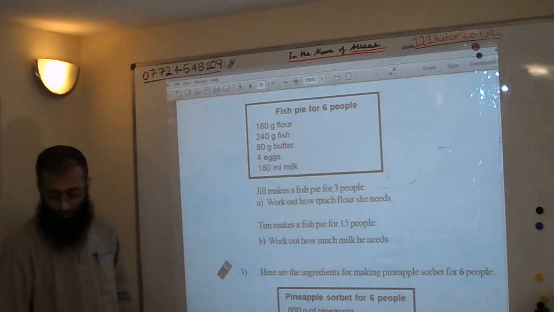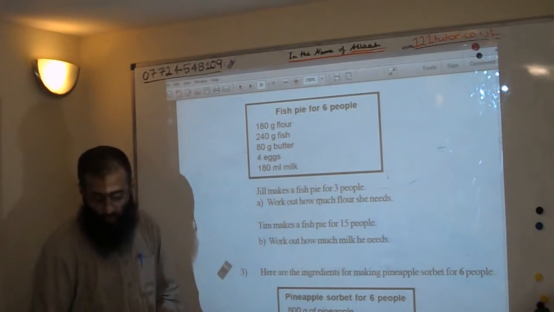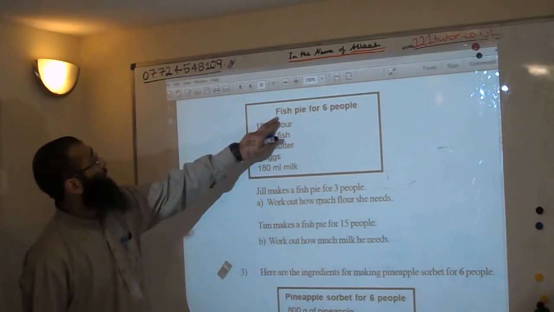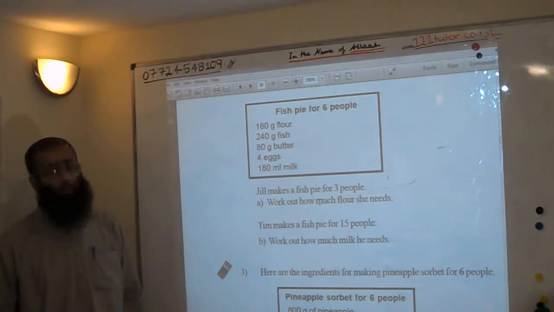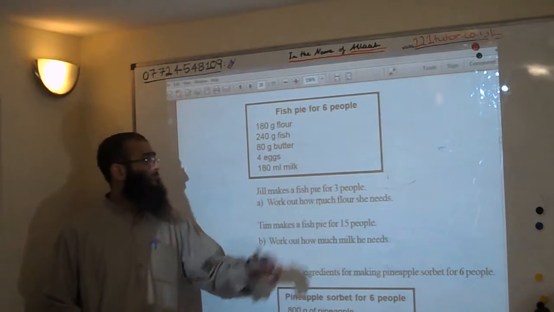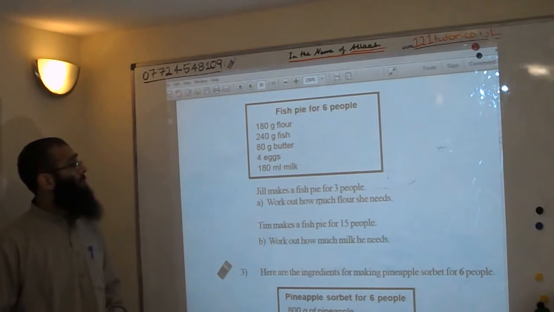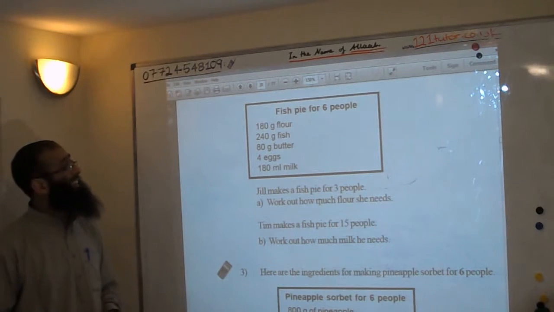Question number 2. Fish pie for 6 people. So these are all the different ingredients for 6 people. Jill makes a fish pie for 3 people. Work out how much flour she needs.